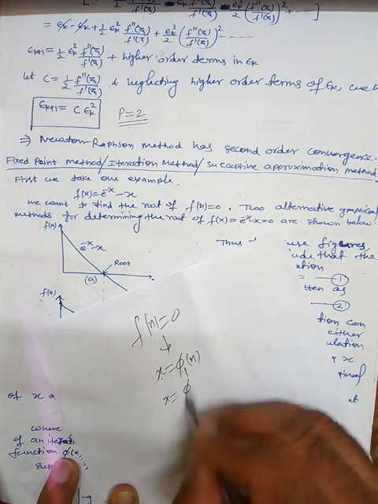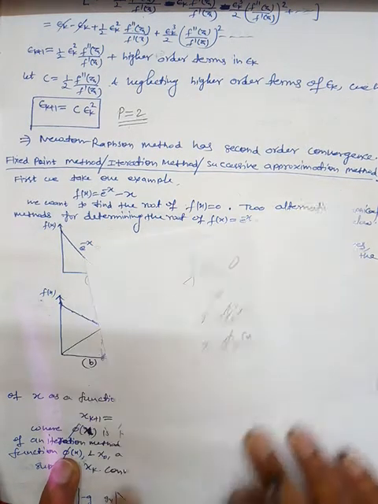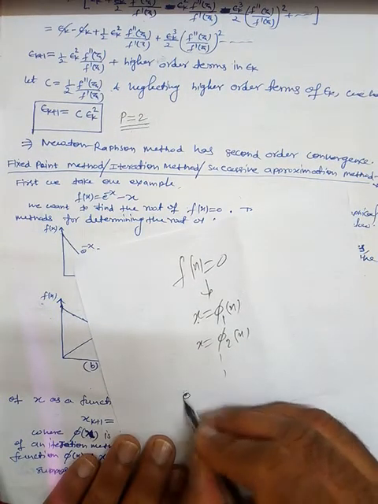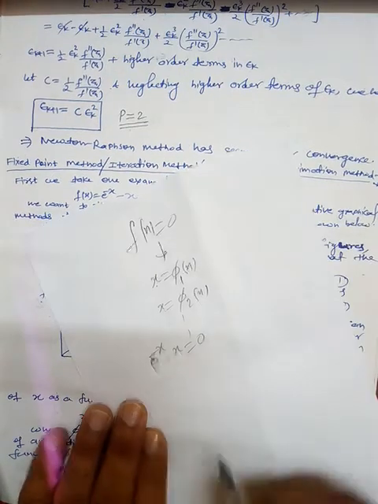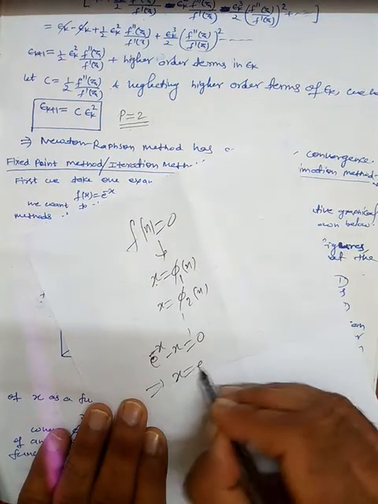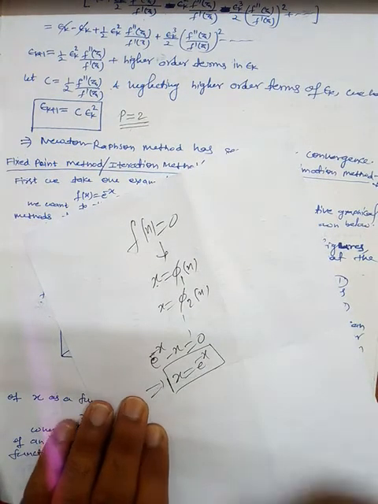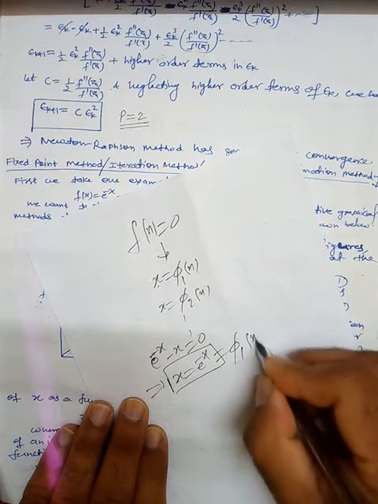Similarly, x is equal to say f2(x) and so on. Just like in our problem, what is our problem which we have taken here? e raised to the power minus x is equal to 0. One way is that x is equal to e raised to the power minus x. This is one way. So this is say phi 1(x).